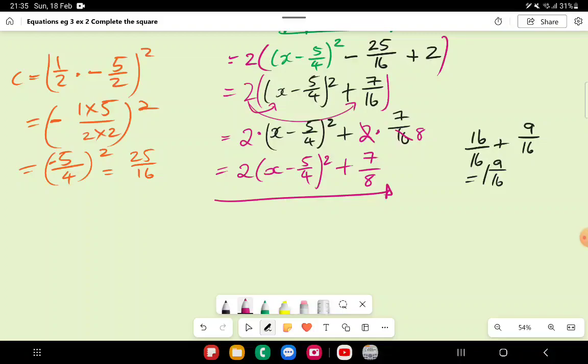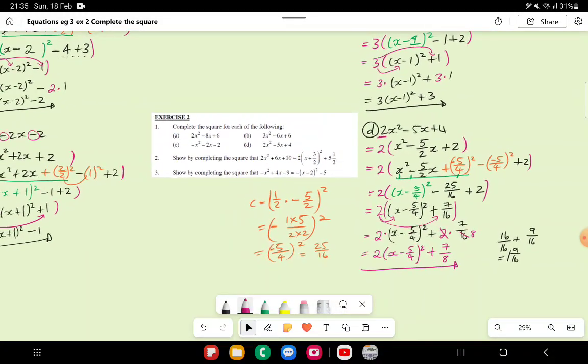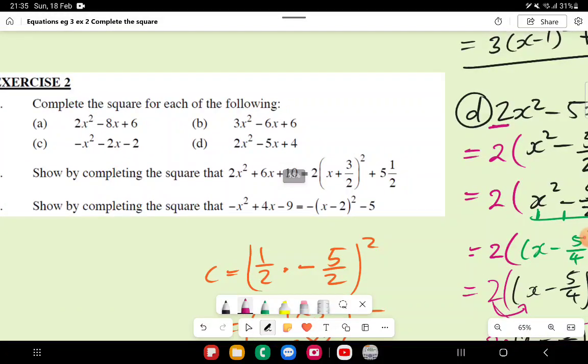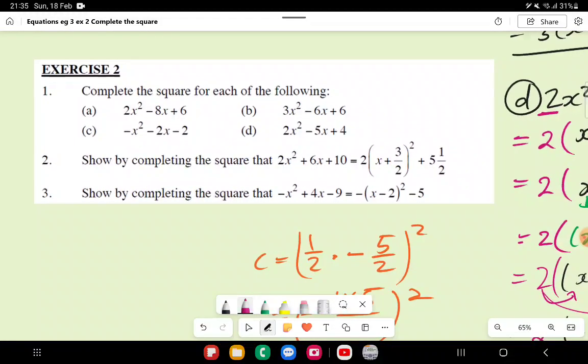Sorry about that. Okay, so what we've done so far was exercise 2, question A, B, C, D. Question 2 and question 3 are really simple. What you need to do is, whenever you see the word show, you are going to solve the left hand side by itself and do all the equations. So when you have the sum, write only this down and complete the square using the method we've done. And in the end, your answer will look like this.